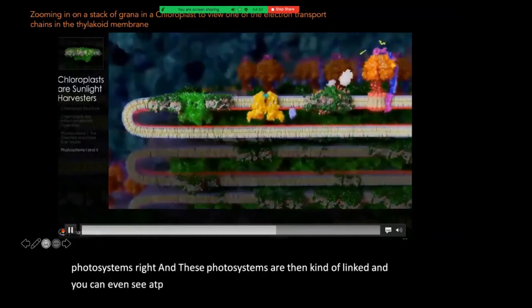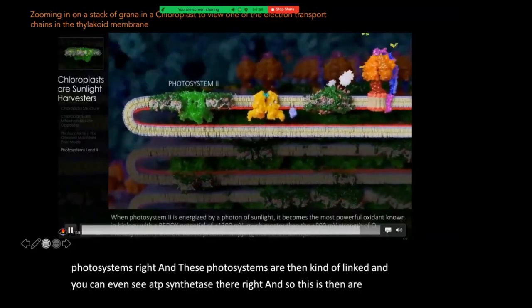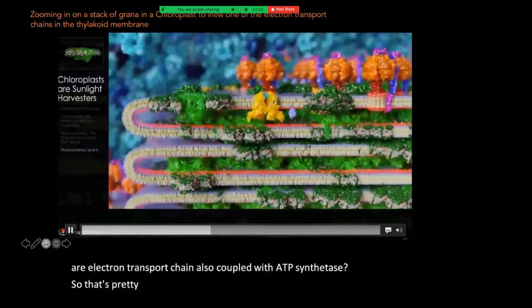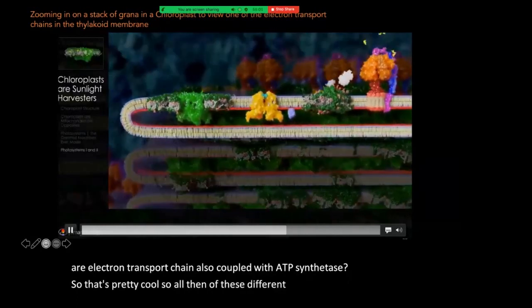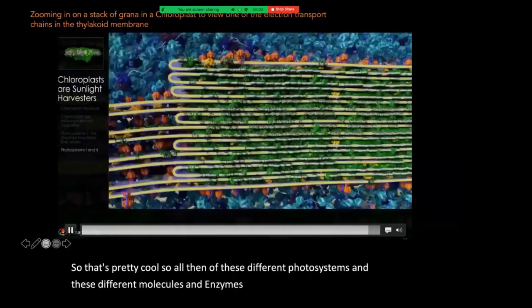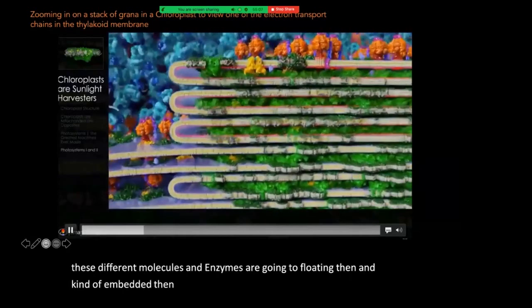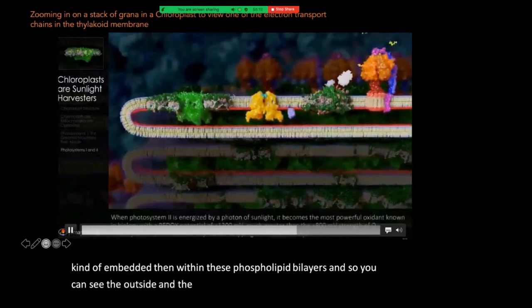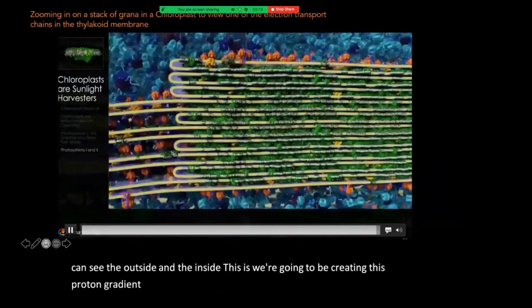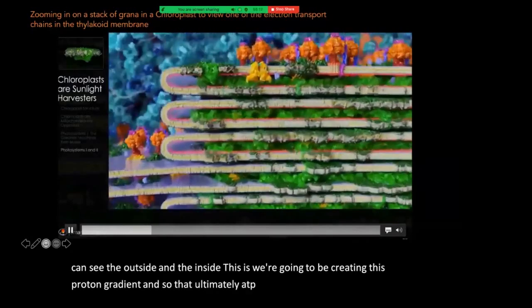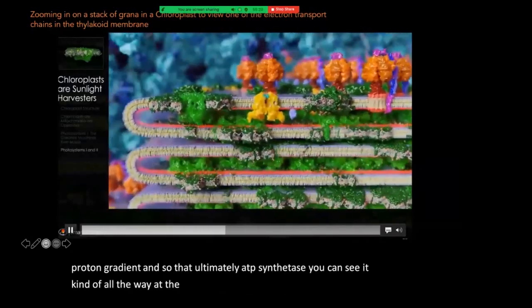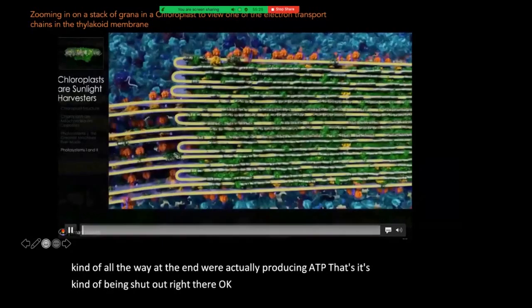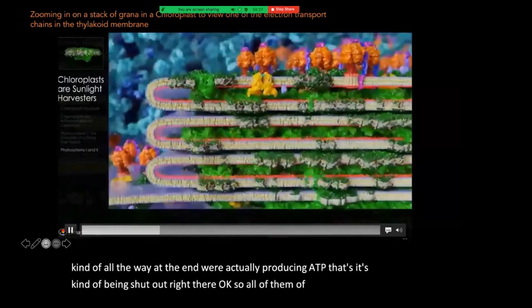And so this is our electron transport chain, also coupled with ATP synthetase, okay? And so that's pretty cool. So all of these different photosystems and these different molecules and enzymes are kind of floating and embedded within these phospholipid bilayers. And so you can see the outside and the inside, this is where you're going to be creating this proton gradient. And so ultimately ATP synthetase, you can see it all the way at the end, we're actually producing ATP. It's kind of being shot out right there, okay? So all of these different complexes are working together.